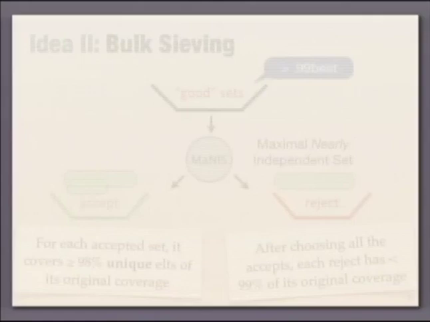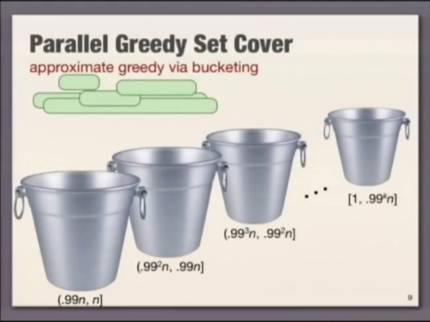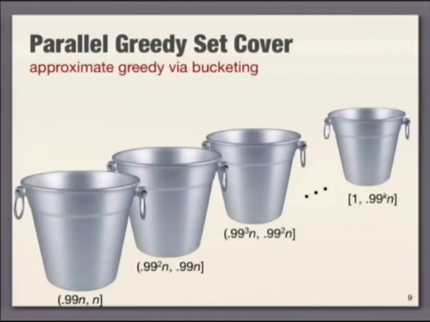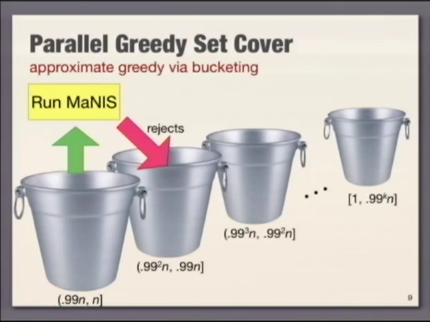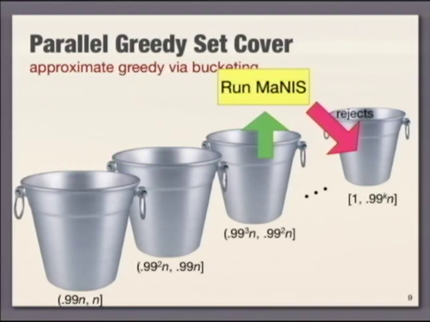OK, so suppose you have this routine. Here's what you can do. First, look at the set size, and then you're going to bin them according to their sizes, sending them to the buckets that correspond to the sizes. Now I'm going to go to the largest one. Run MaNIS on it. The things that MaNIS says I'm going to accept, I output to the set cover solution. The things that MaNIS rejects go to the next bucket. So you keep doing this. There can be, at most, log n buckets, right?